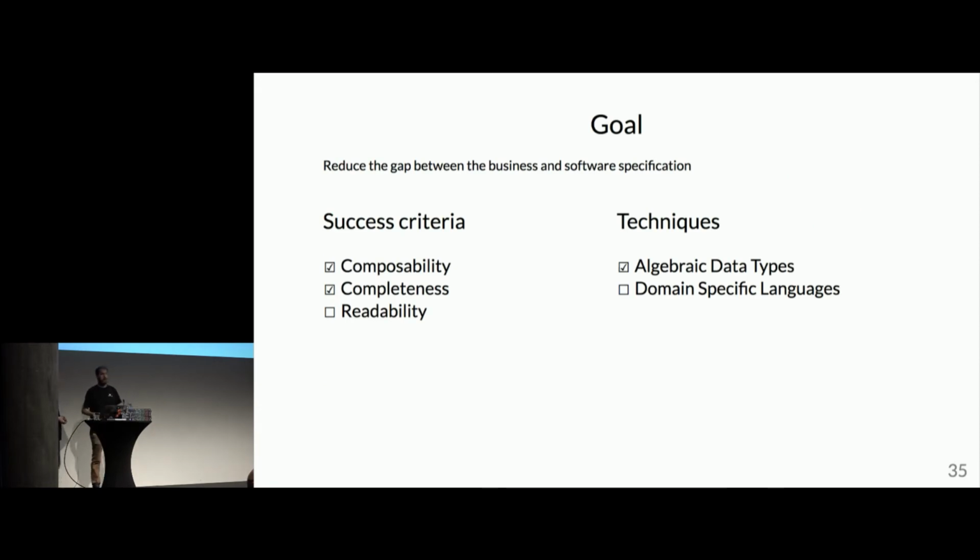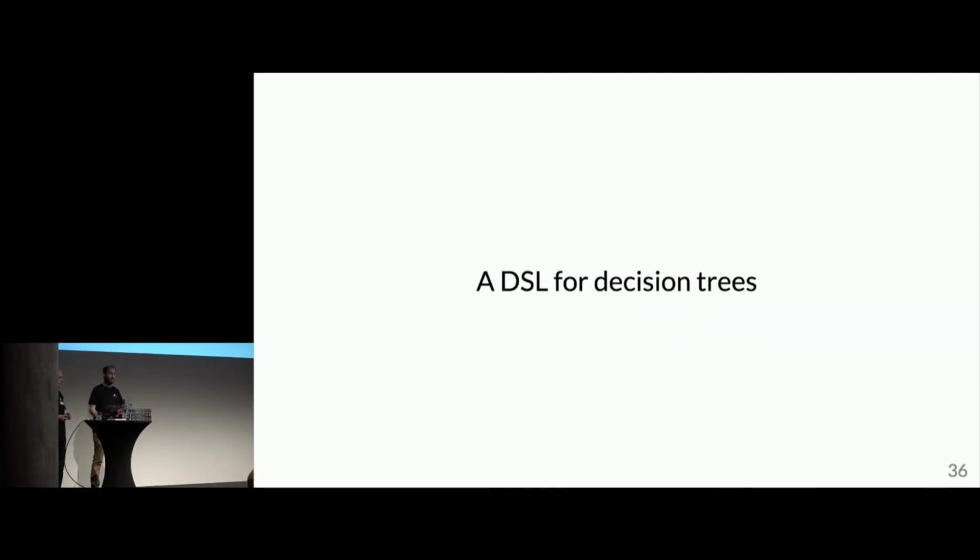Cool. So if we go back to our goal, which was to reduce the gap between software specification and the business, we've got ADTs, and we've shown that they give us some way of composing and definitely give us completeness checking. But we're going to say that they're not going to give us readability. And the reason for that is it's a cross-functional team, and not every team member thinks in terms of leaves and branches. It's a completely different way we talk when discussing requirements with the rest of the team. So to gain this third criteria, we're going to introduce a DSL for decision trees.